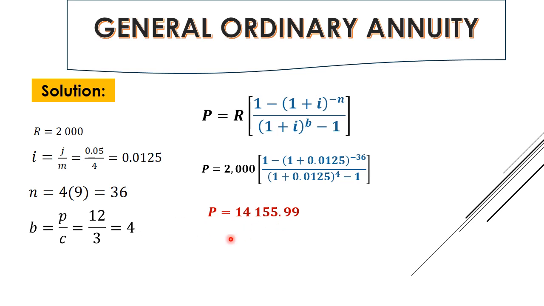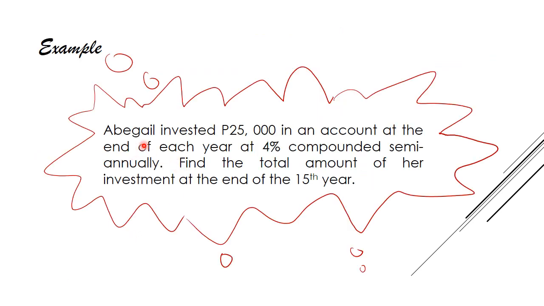So this is your present value for your ordinary annuity, right? So let's have another example. Abigail invested 25,000 pesos in an account at the end of each year at 4% compounded semi-annually. Find the total amount of her investment at the end of the 15th year.